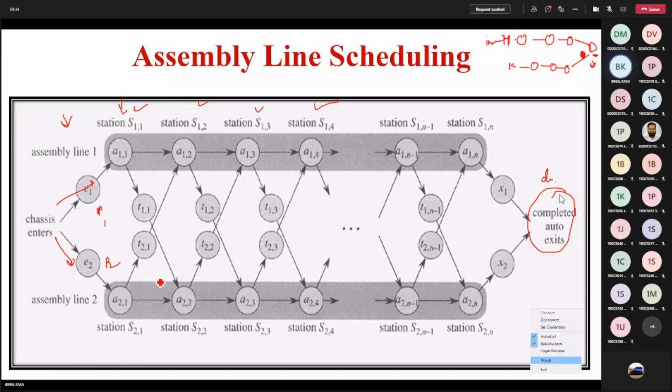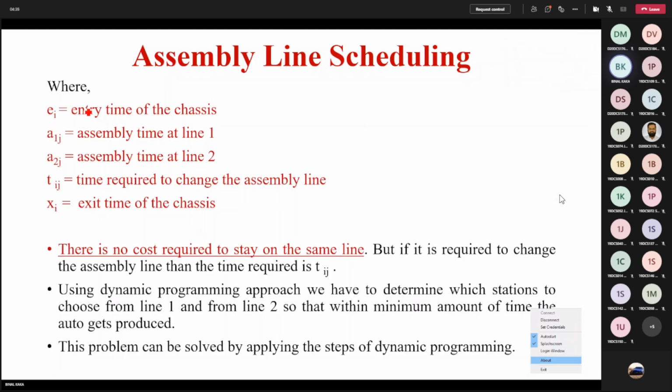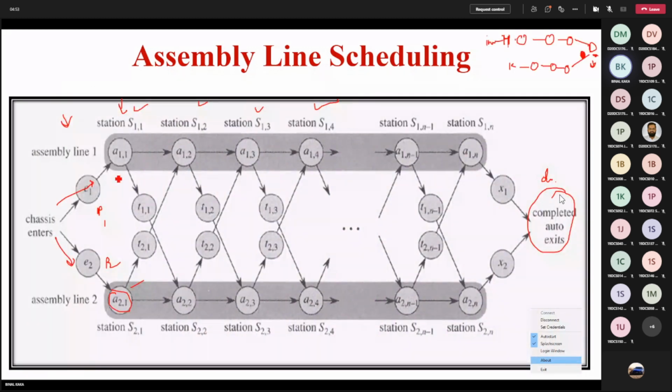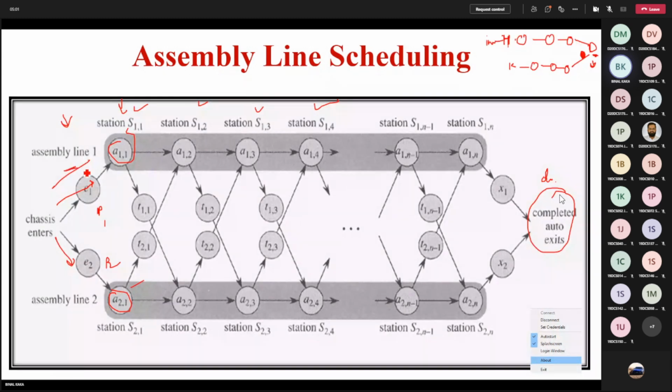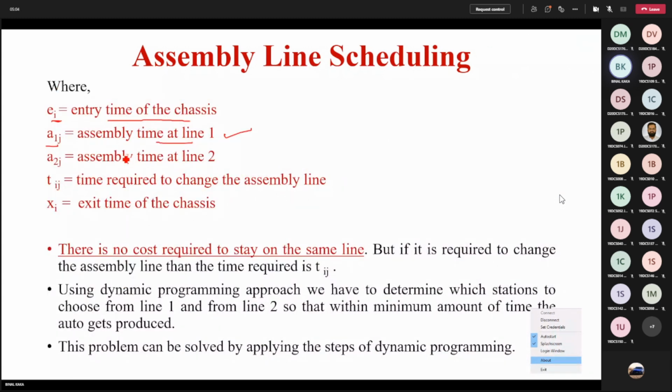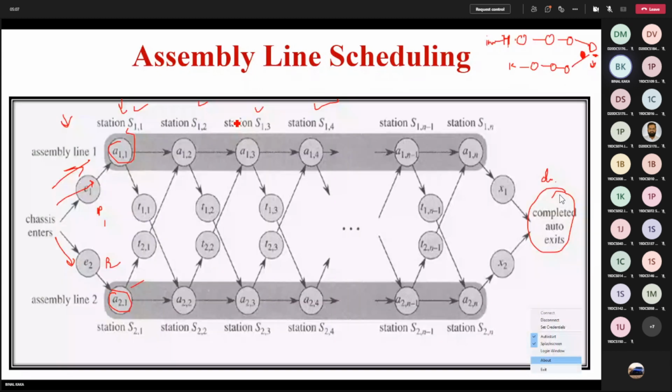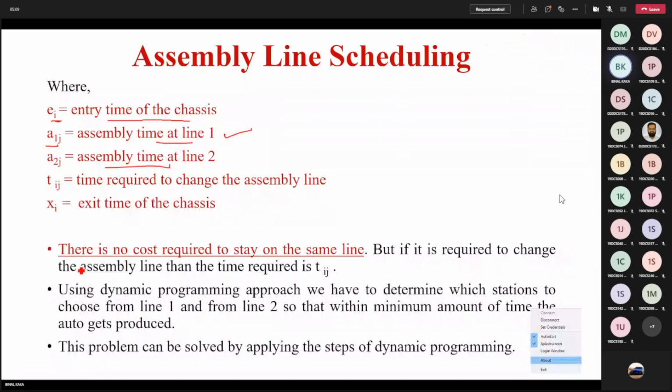So let's understand the meaning of this A1, T1, E1, E2, right? E1, E2, whatever, Ei is the entry time, we can say, of starting our journey, right? A of ij, here you have A of 2 1, A of 1 1. So A of ij is the assembly time at line 1. A1 is the assembly time at line 1, and A2j is the assembly time at line 2, right? Tij is the time required to change the assembly line.